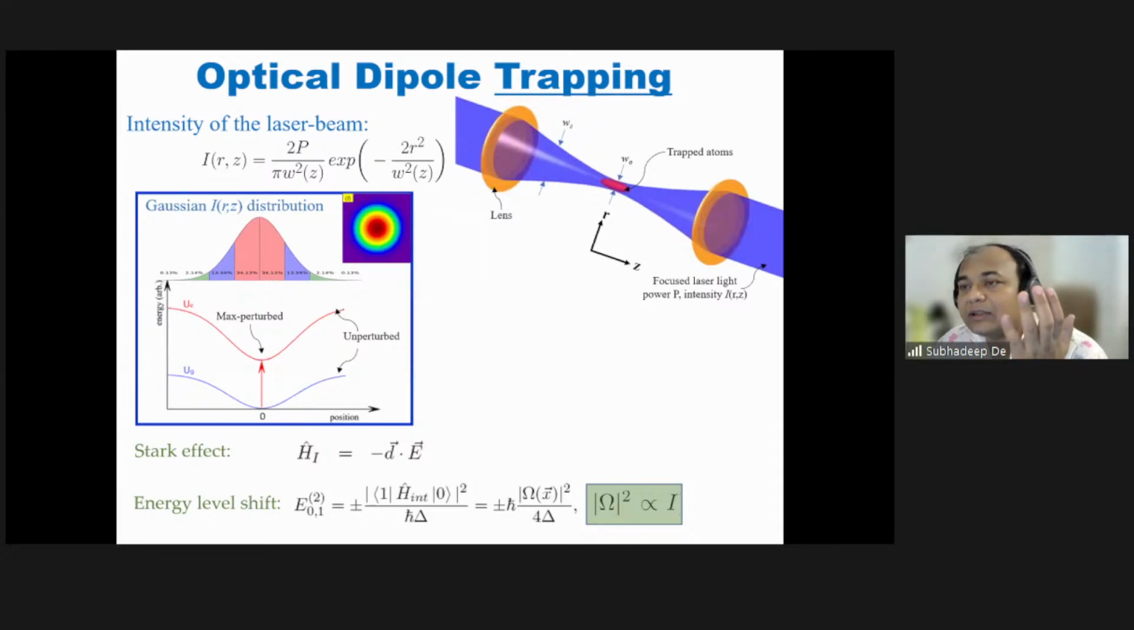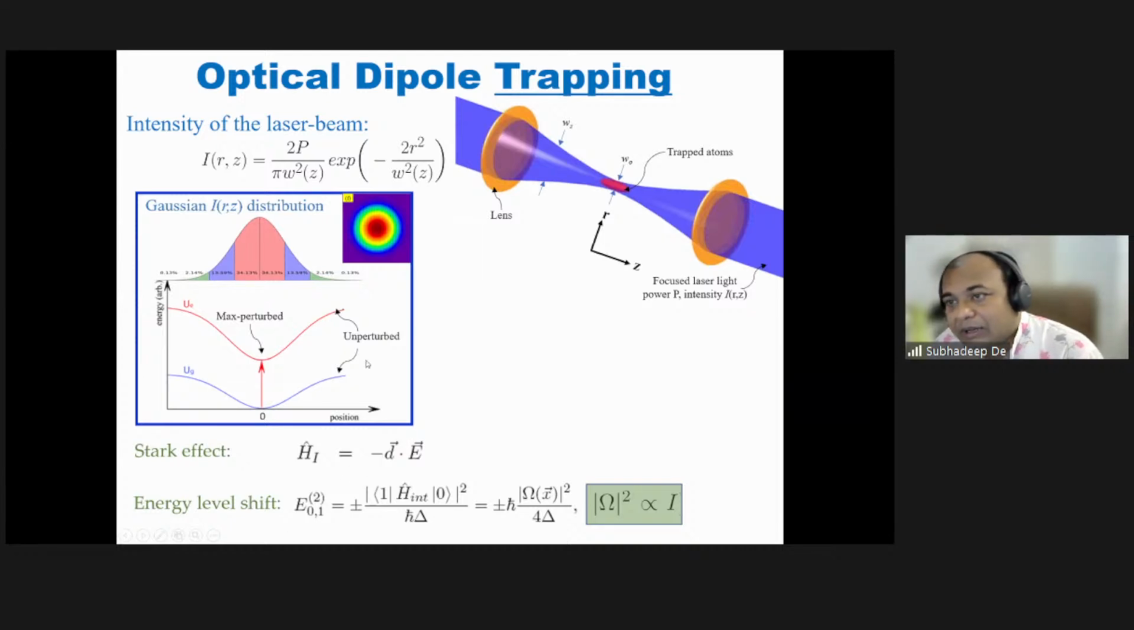The laser is an electromagnetic wave, so it has an electric part in the wave nature, and this electric field will interact with the atoms and will produce a Stark shift. Sometimes it's also called light shift in this case because it's induced by the laser. So the Stark shift Hamiltonian is like the induced dipole moment times the electric field. Here, the electric field is the electric field part of the electromagnetic wave.